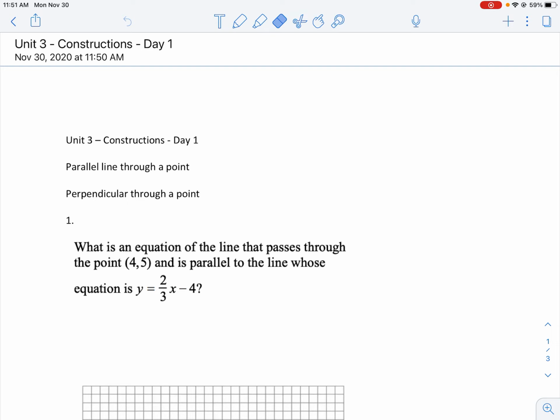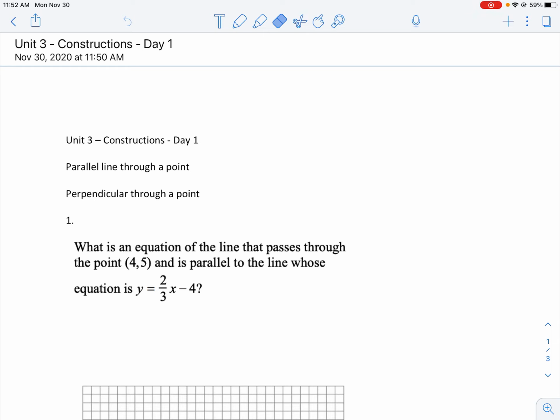Okay, we're going to be talking about constructions and all sorts of goodies in this one. We'll be mixing back and forth between some math and then constructing the actual problem at hand. In this case we're going to be looking at parallel lines through a point and perpendicular lines through a point. We're going to find a line parallel to another line through a particular point on the coordinate graph. Same thing for the perpendicular line through a point.